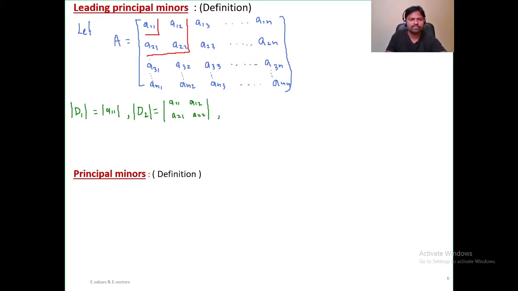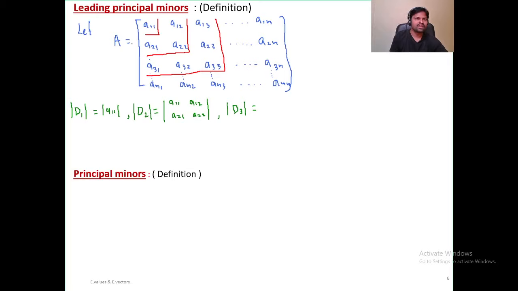Similarly, next the 2 by 2 is over. Next, how to take the 3 by 3? Here D3 is the determinant of it, not the modulus of it. There is a lot of difference between modulus and determinant. If you call it modulus, for example if this entry is minus 2, the modulus of minus 2 becomes plus 2, but it is not modulus, it is determinant.